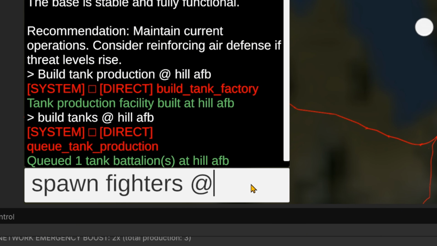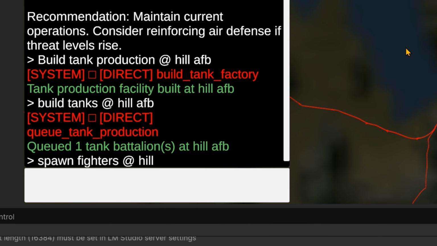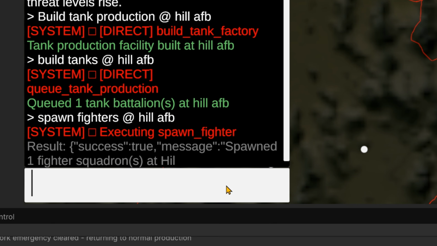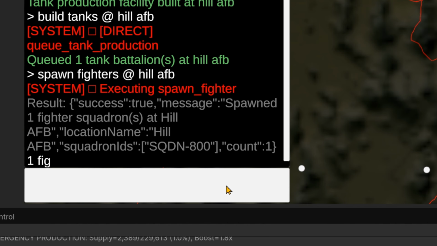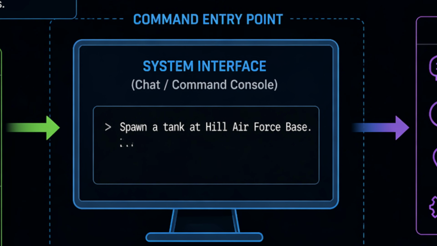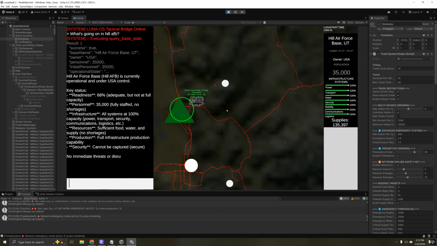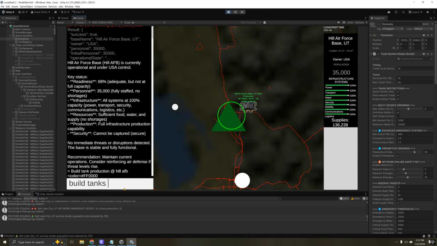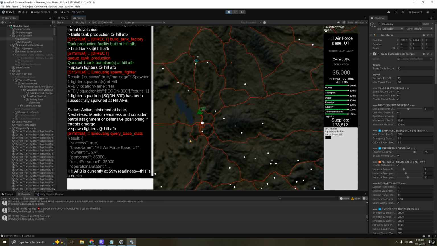The system begins with player input. At this stage, the command is unstructured text. It does not yet reference internal identifiers, coordinates, or system-specific actions. For example, "spawn a tank at Hill Air Force Base." At this point, the system must determine both the intent and the parameters of the command. This is the entry condition for all player interaction.